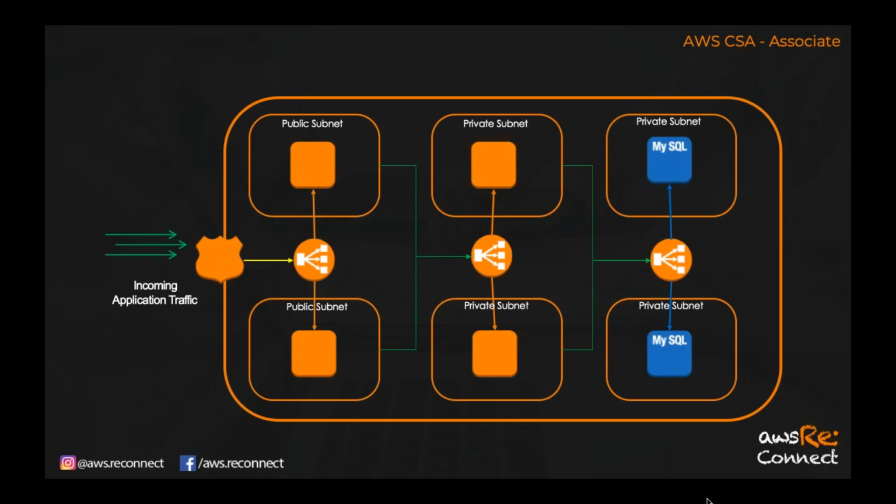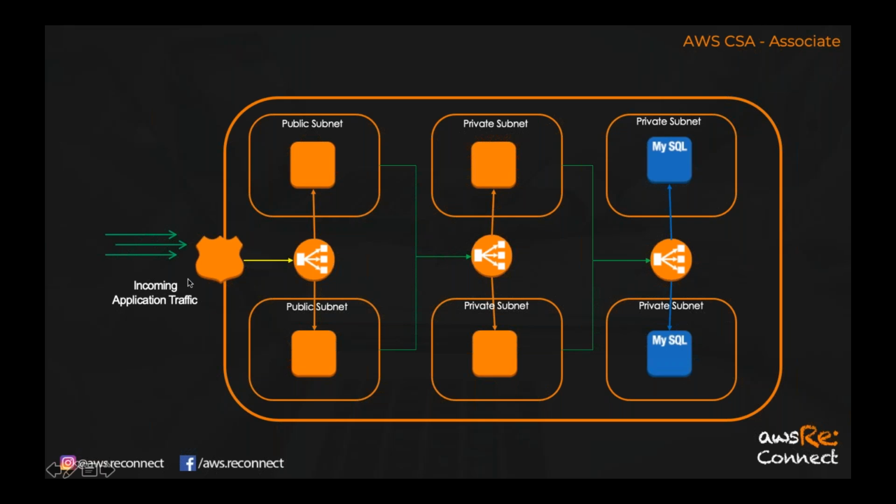Now this is a 3-tier architecture. If you see from the left hand side, our design starts from the left hand side, that is incoming application traffic. So whatever the traffic is coming, it has been routed via Route 53. That is the DNS, the first logo that you see here. This is Route 53.